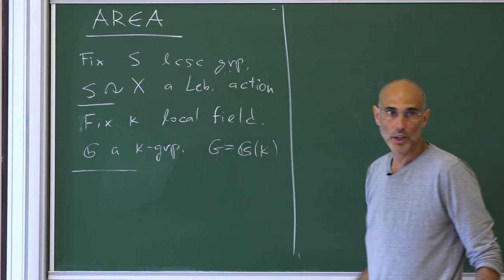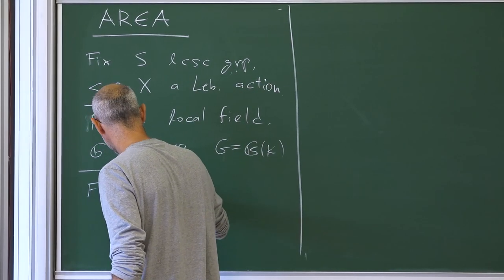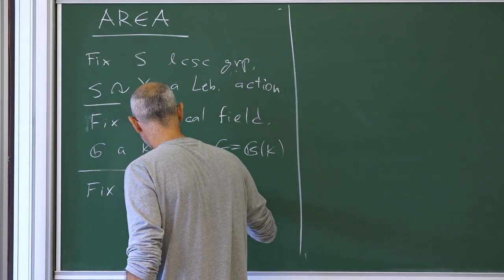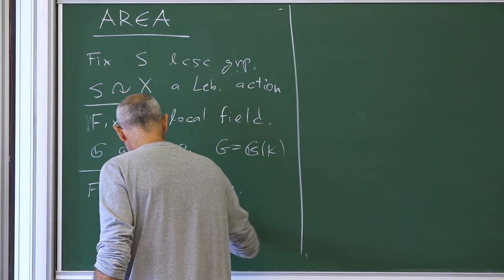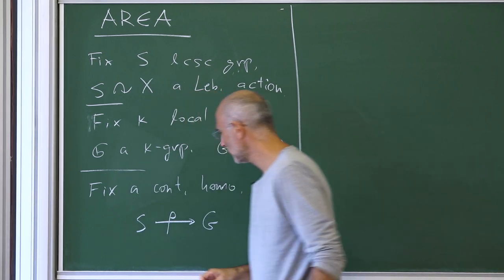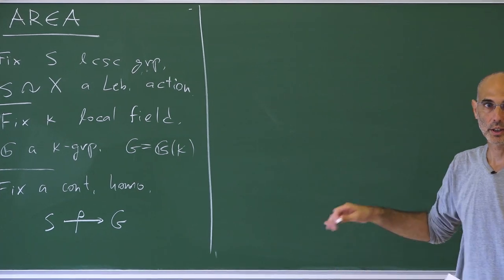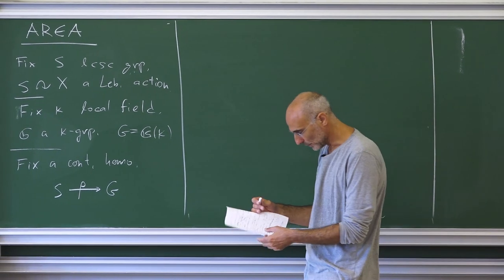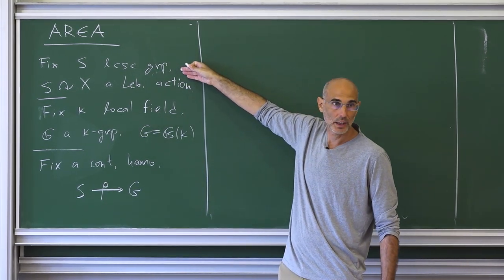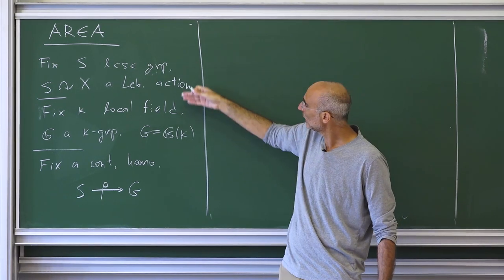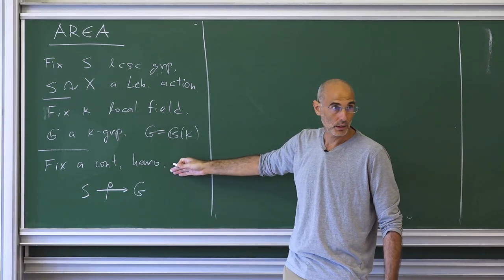And I connect these two structures that I fixed by a continuous homomorphism from S to G. If this S turns to gamma at some point, as it is in my note, please let me know. So this is a fixed data, again. A data happening in the ergodic theoretical world, a data happening in the algebraic geometric world, connecting morphism.